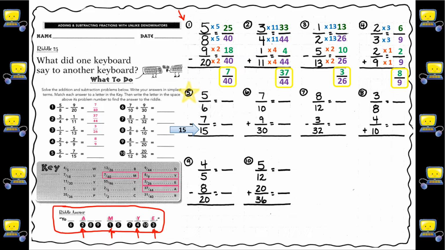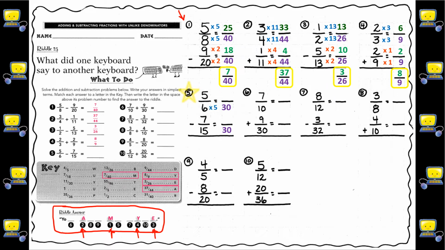15 is the larger denominator. It is not a multiple of 6, so I'm going to double 15. 15 times 2 is 30. 30 is a multiple of 6, so I can use that as my common denominator. 6 times 5 is 30. 5 times 5 is 25.